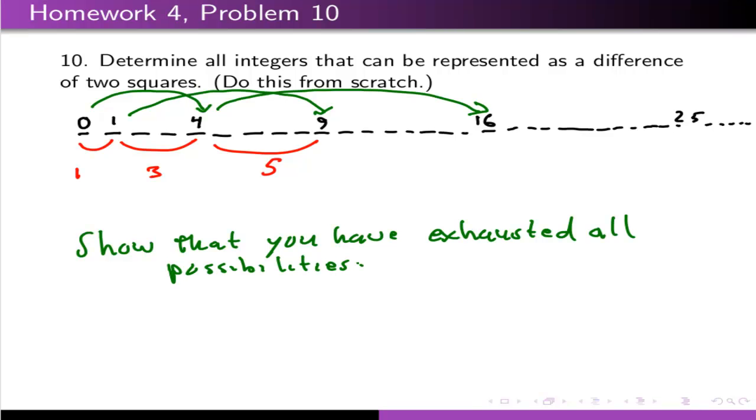By asking yourself if x squared minus y squared is equal to A, what does this tell us A must be congruent to mod 4?